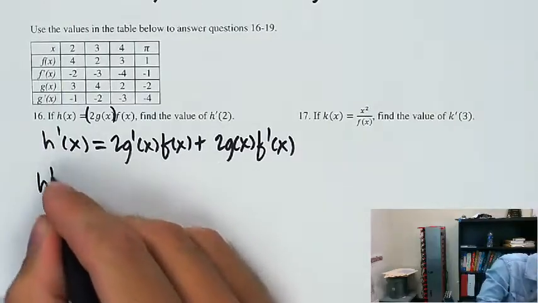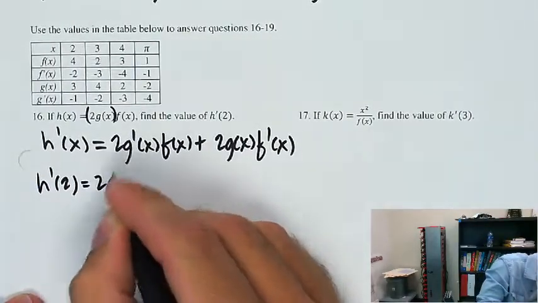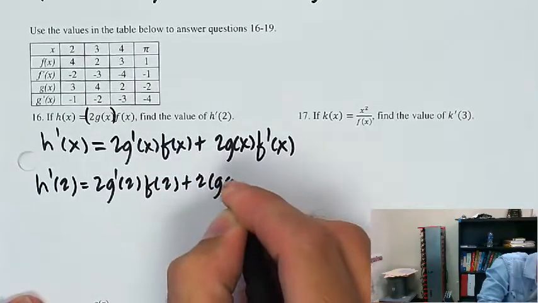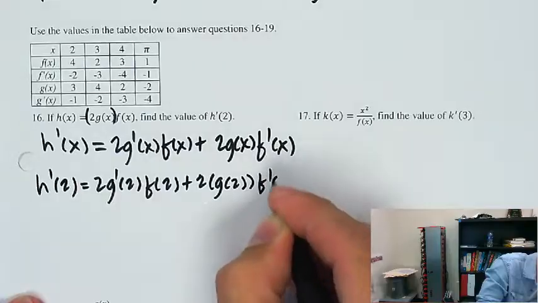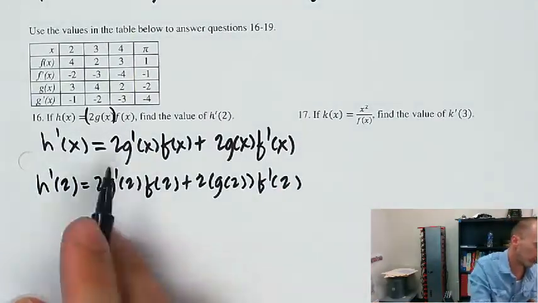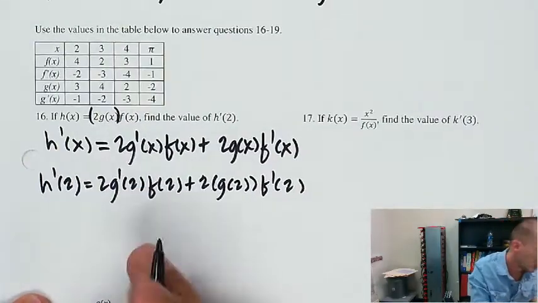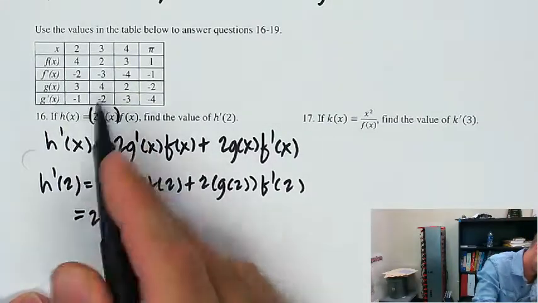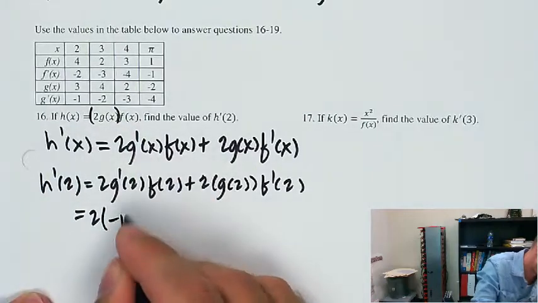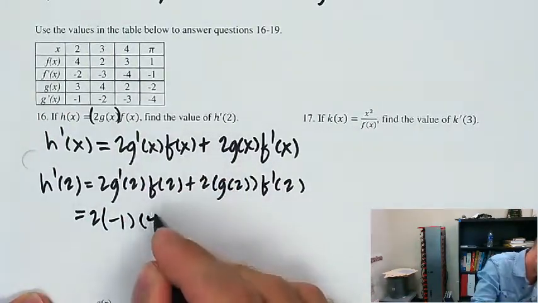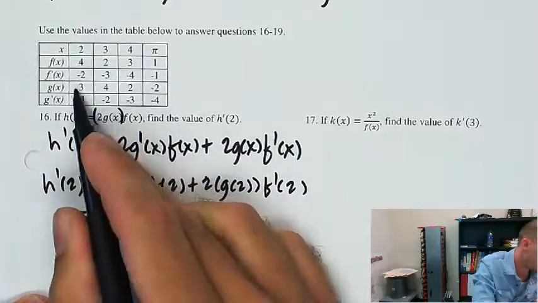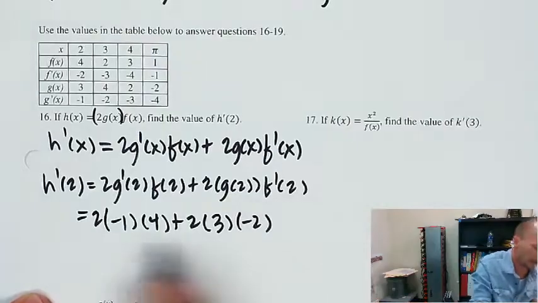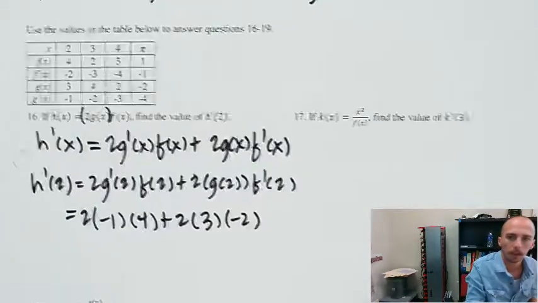All right, then h prime of 2 is going to be 2 times g prime of 2 times f of 2 plus 2 times g of 2 times f prime of 2. And then I'm just going to grab all these numbers from the table, and it's going to be great. So 2 times g prime, G prime of 2 is negative 1. F of regular 2 is 4. Plus 2 times g of 2 is 3. And f prime of 2 is negative 2. And that's a safe place to stop.